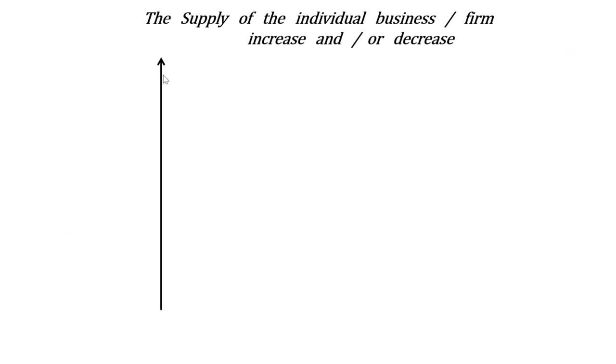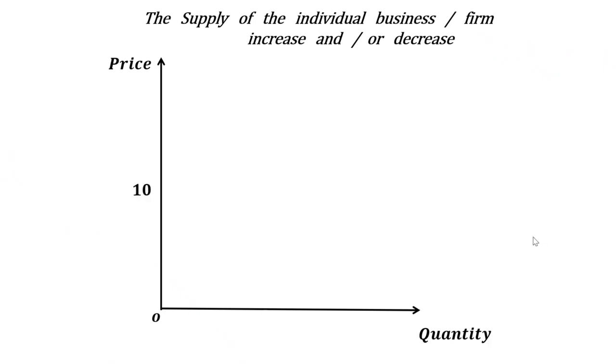Now, let's draw the graph. This is the vertical axis, horizontal axis, point of origin. We label the vertical axis price and the horizontal axis quantity. We draw the demand curve. And we all know by now that the demand curve for the individual business under perfect competition is a horizontal line. This also represents the market price, the average revenue curve, and the marginal revenue curve.